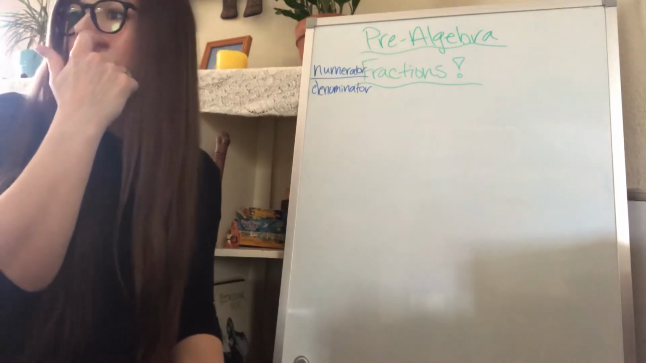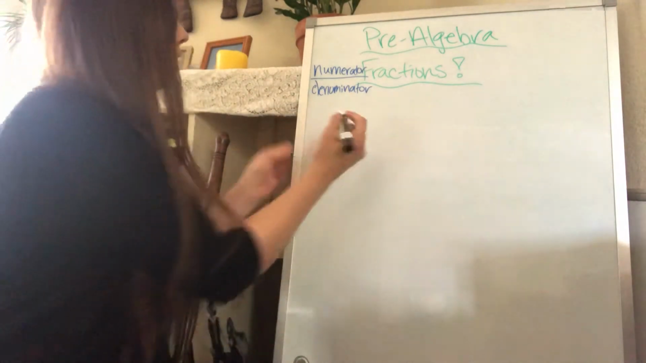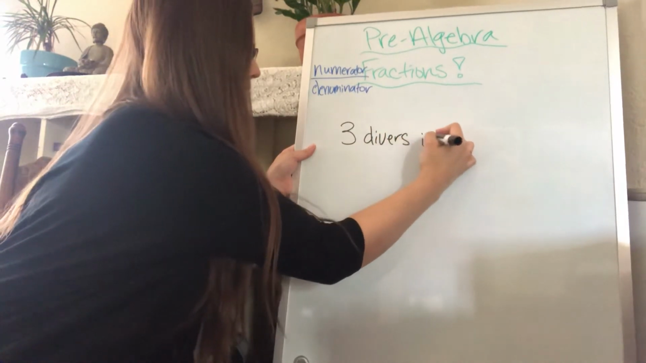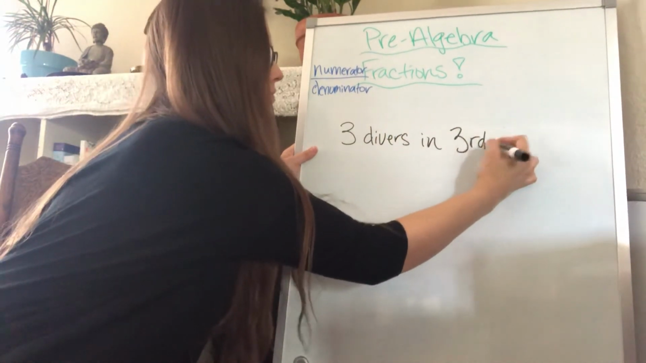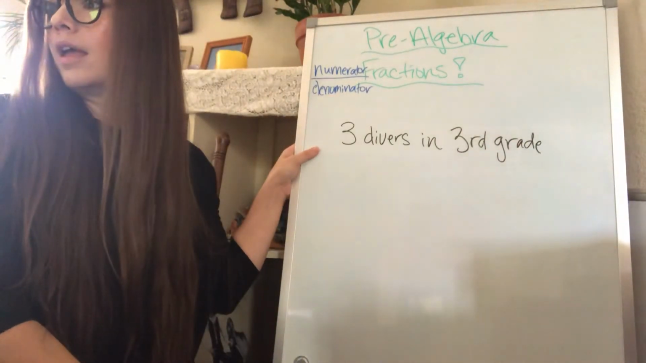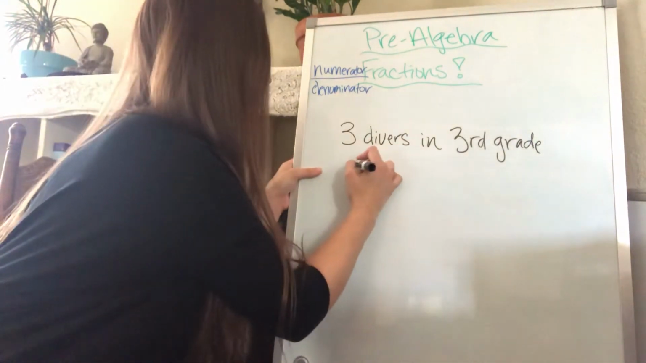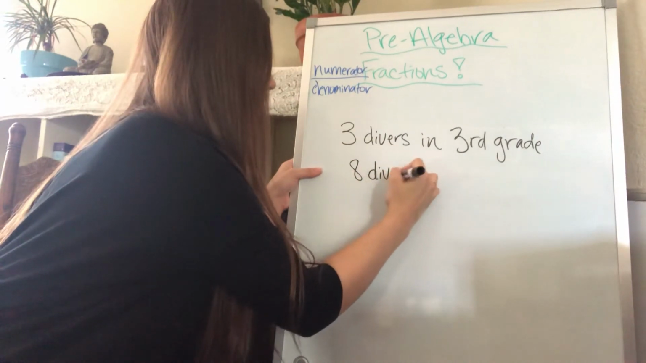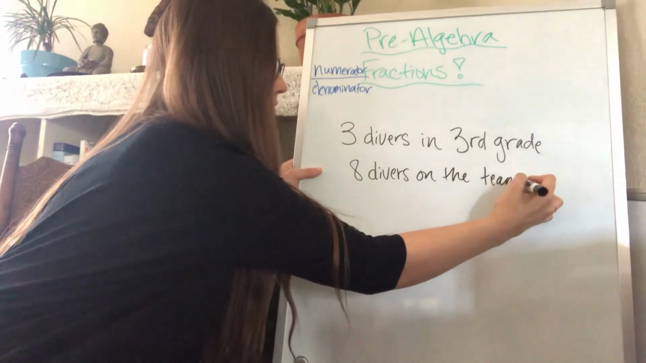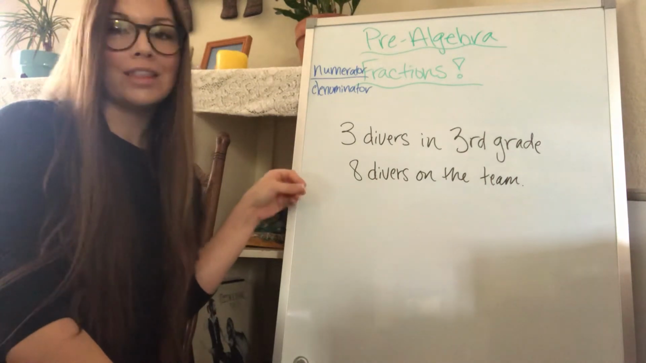All right, on the swim and dive team, there are 3 divers in 3rd grade, so I'm gonna write that down. 3 divers in 3rd grade. Okay, and there are a total of 8 divers on the team, okay? And the question is, what fraction of the dive team is in 3rd grade?